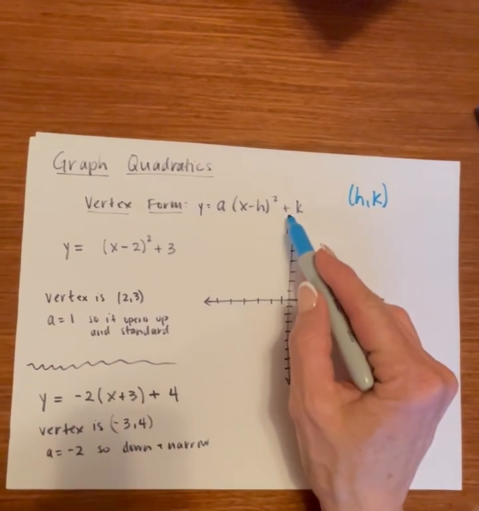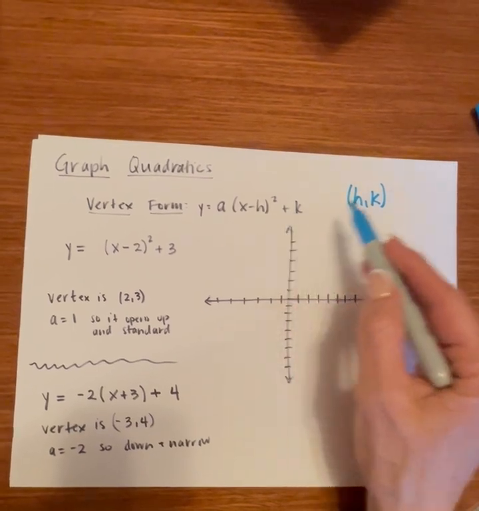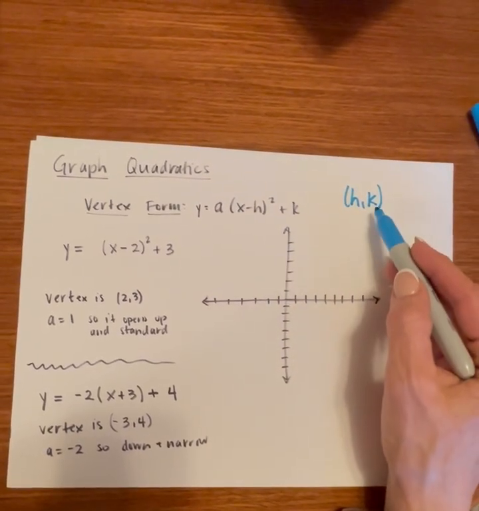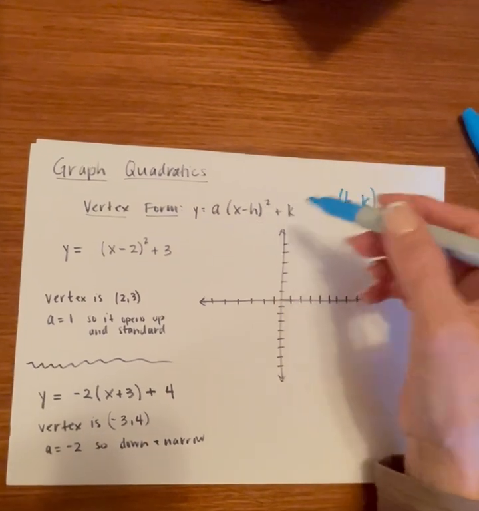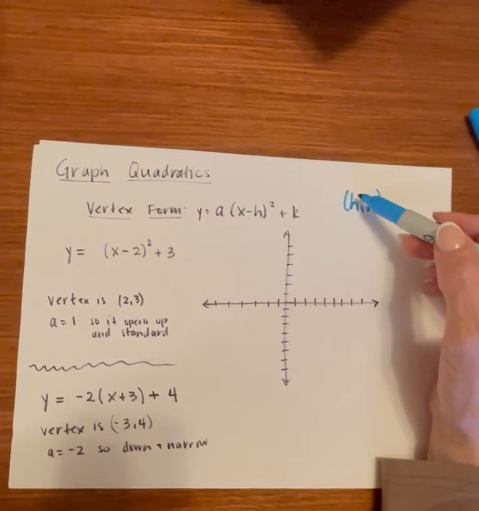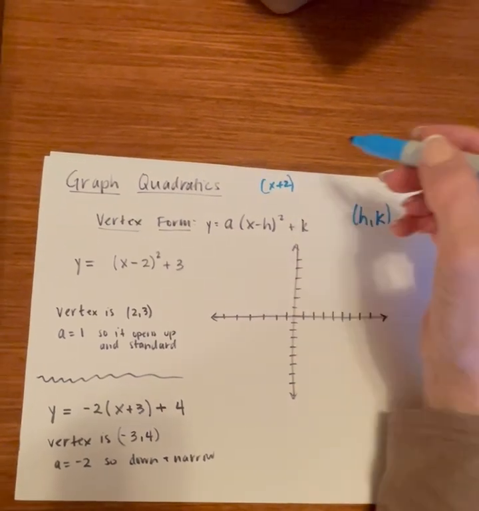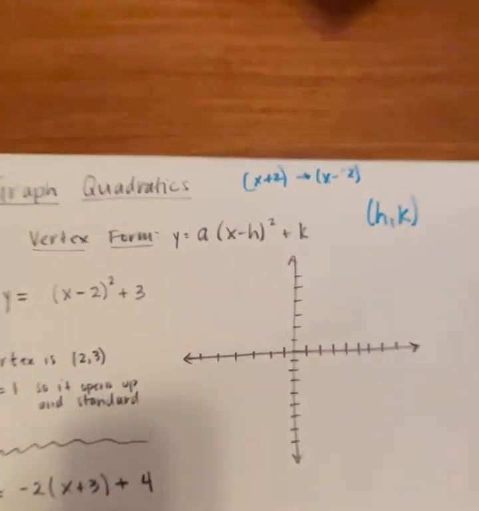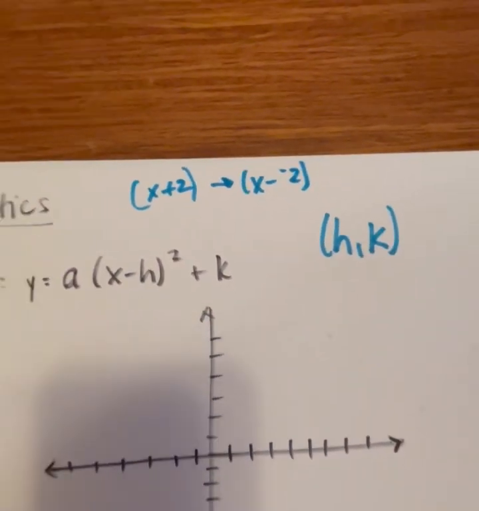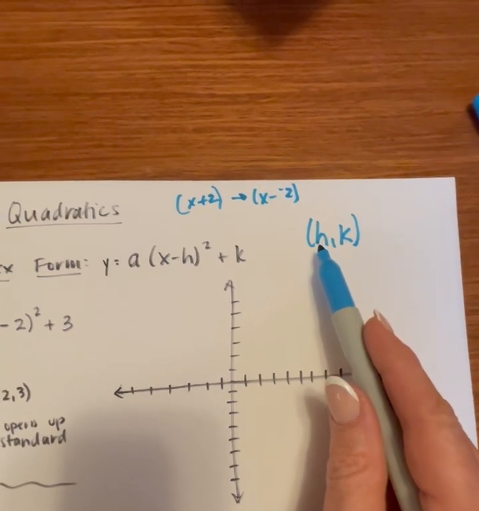So the k keeps its same sign. If this is plus k, that's a positive k. If it's minus k, that'll be a negative number. X minus h is by default negative. So if you have x minus 2, then that's a positive 2. But if you had x plus 2 in the parentheses, then you were to assume that that would have come from x minus a negative 2, since negative is always default.